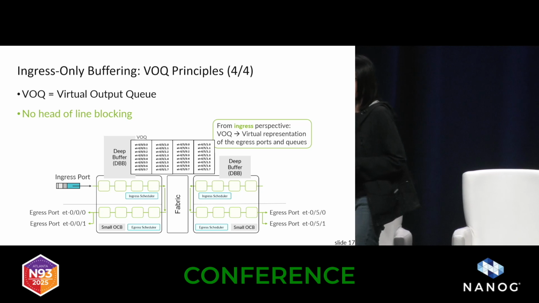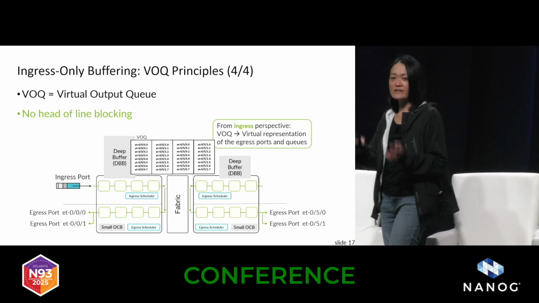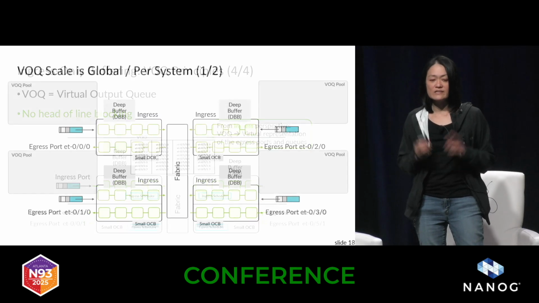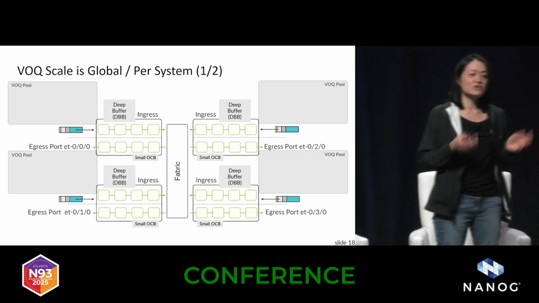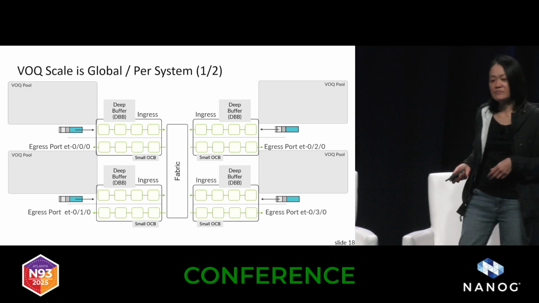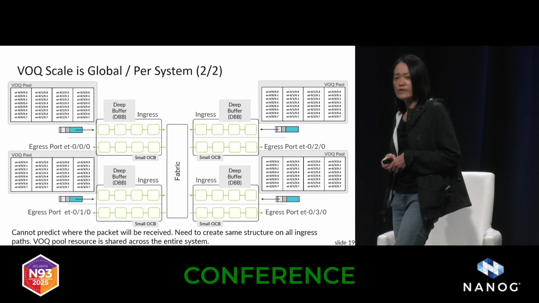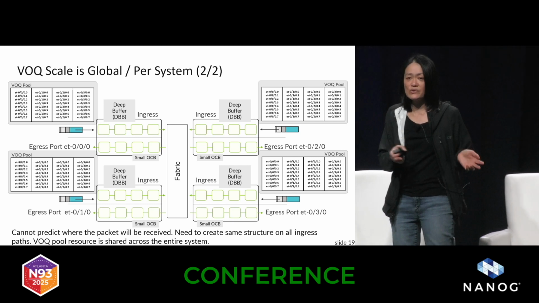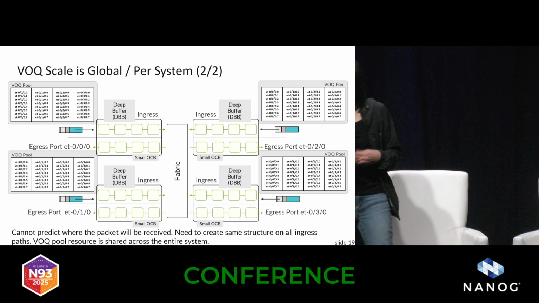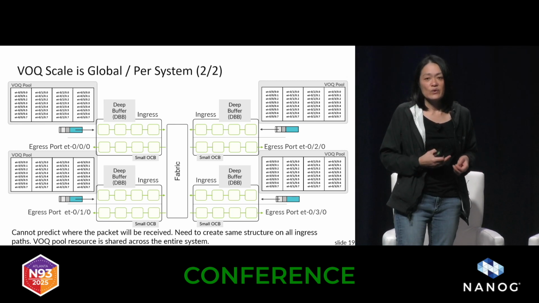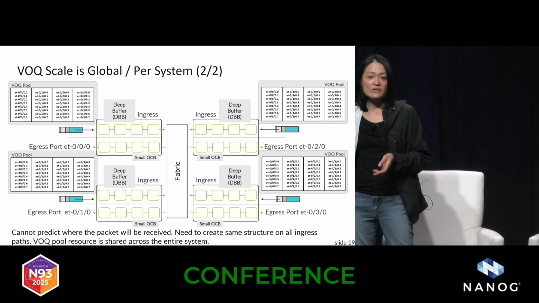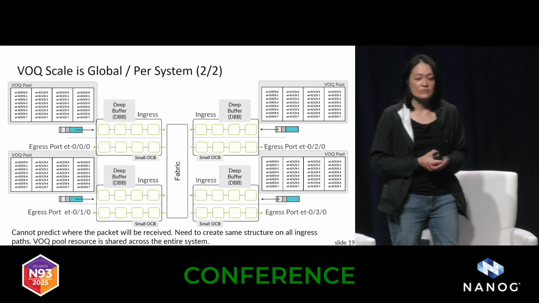But in the VOQ case, we actually have a queue on the input that represents every single egress queue on the output. But the downfall for this kind of architecture is scale. The problem here is that the VOQ that represented that egress port has to be replicated on every single ingress chip. So if we had 4 different ports here, we basically have to replicate those 32 VOQs on every single ingress chip. Because of this replication, you're not getting the scale that you could have if you didn't have VOQ, because you technically have 32 times 4 queues that you're supporting, but you really only have a scale of 32.